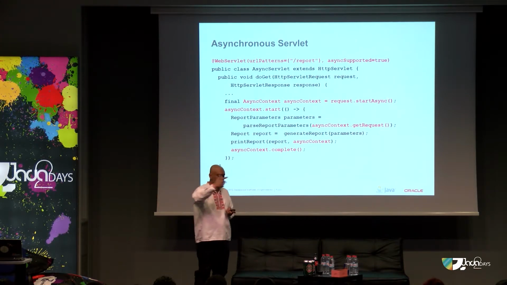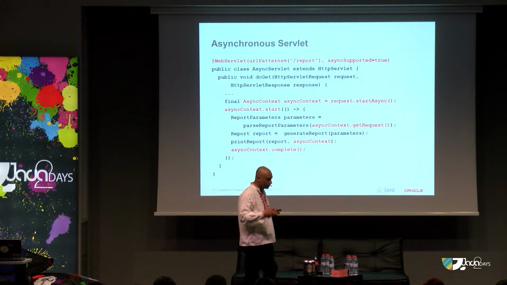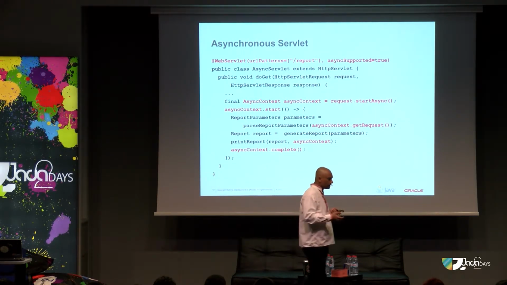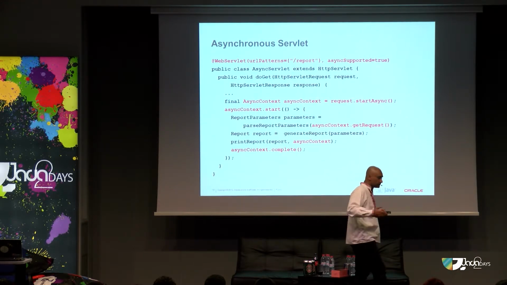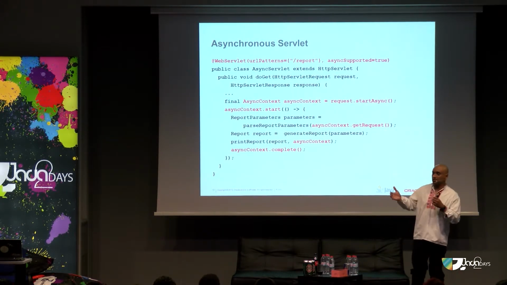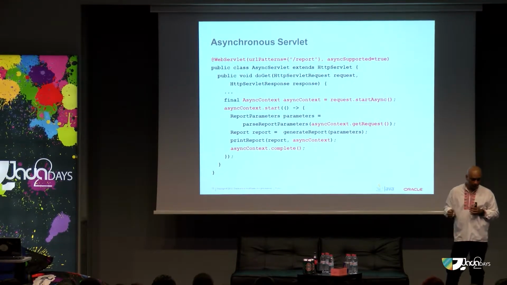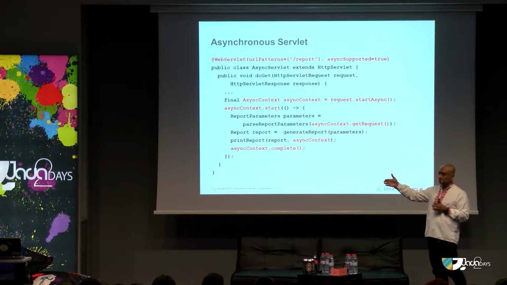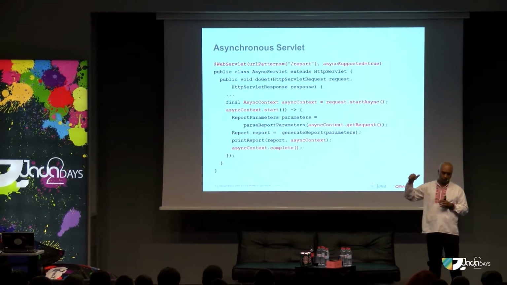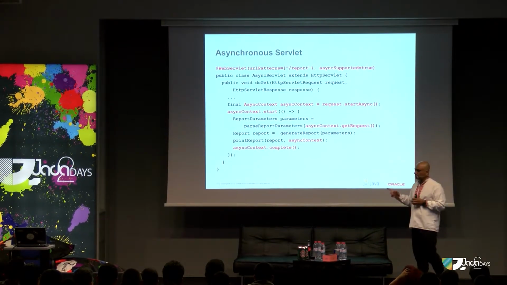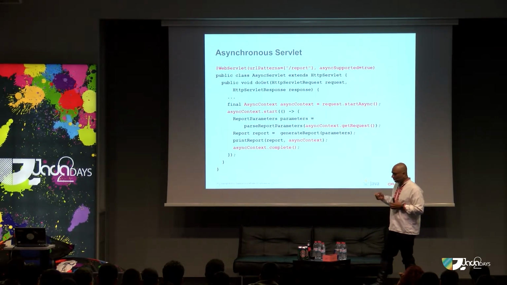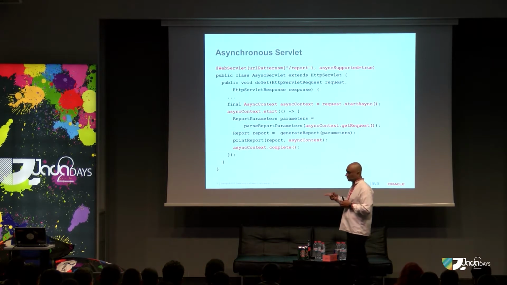Right? So let's revisit our example from before. Generating a long-running report. In this case, the report is being triggered by accessing a URL called reports. You're issuing a GET request to this URL, and you're expecting to generate a report. The first thing you'll notice is the semantics of the asynchronous servlet.